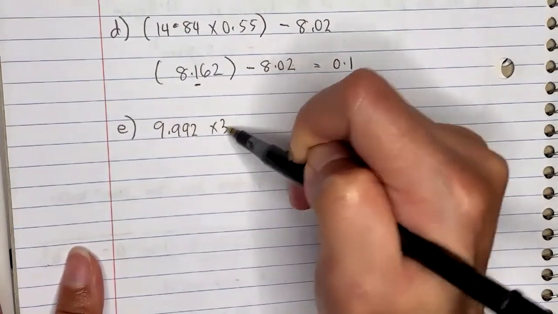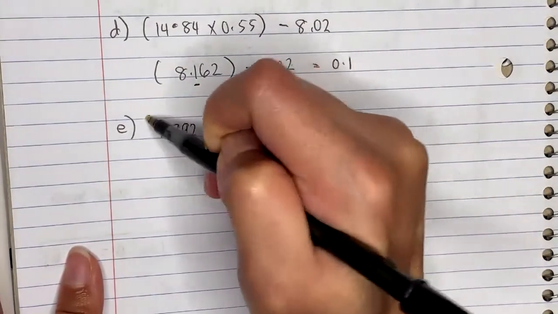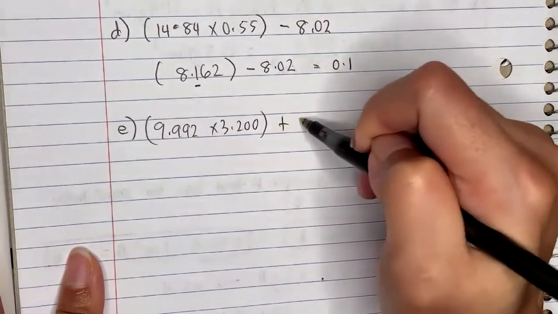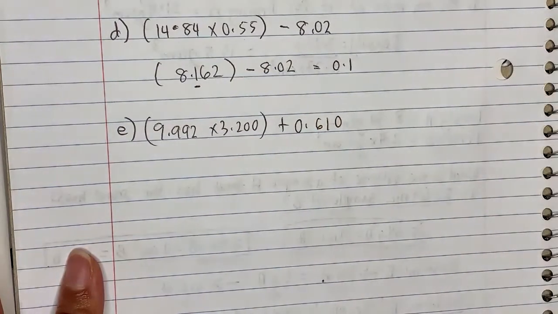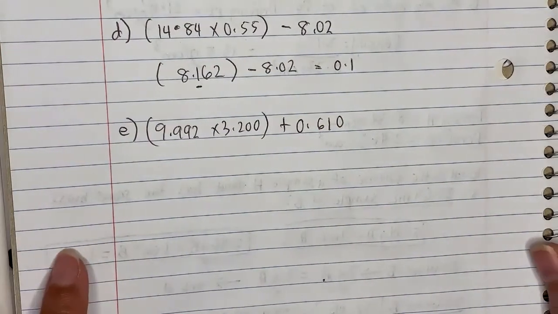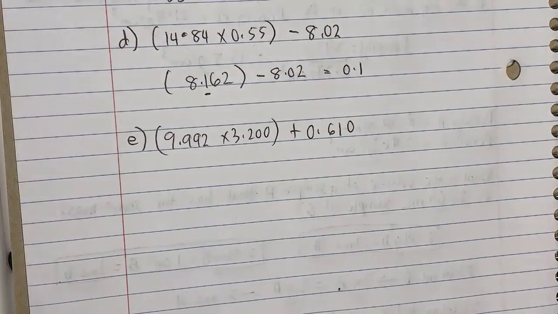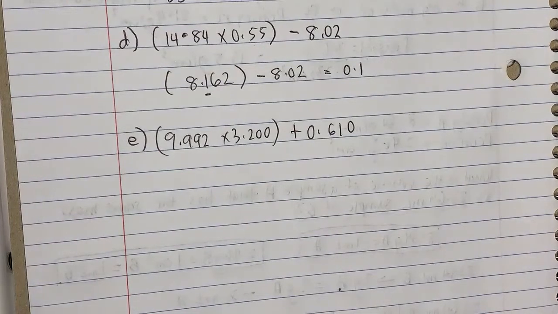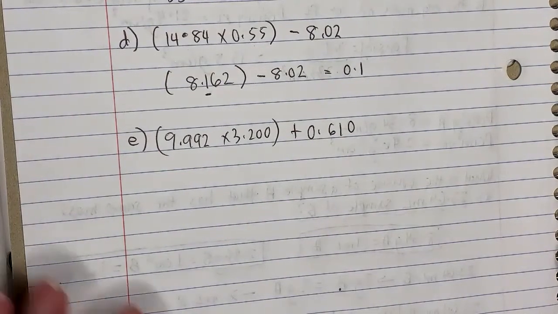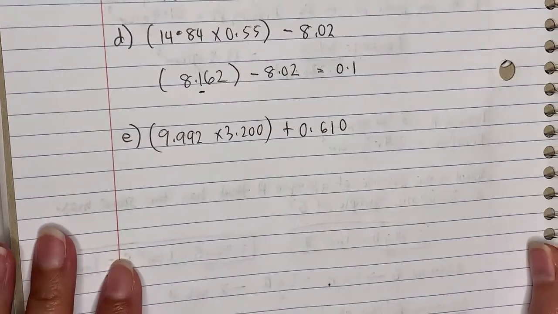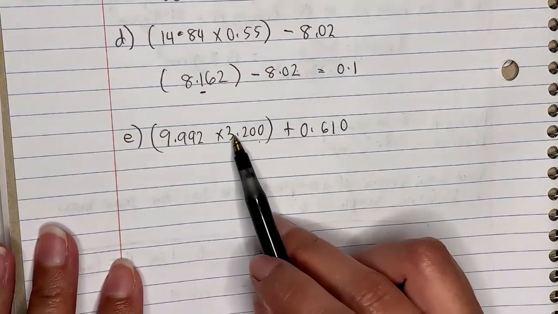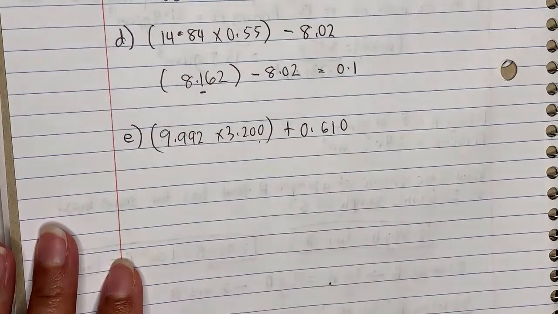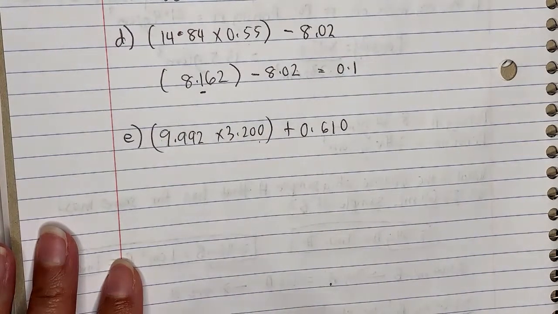9.992 times 3.200 plus 0.610. Okay? How many sig figs do you think we should keep in our answer? 3, 4, 2, 5? We don't know. Okay, so let's take a look. We do the ones on the inside. This is 4 sig figs. That's 4 sig figs. We will be keeping 4 sig figs in the answer right there.